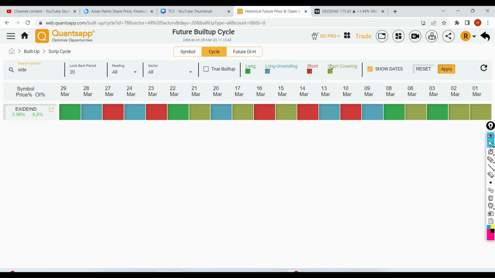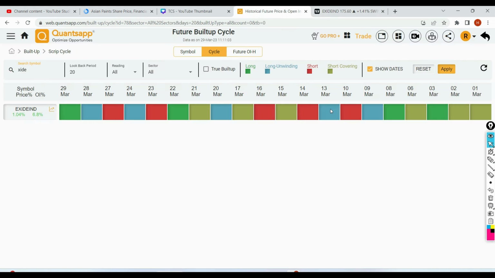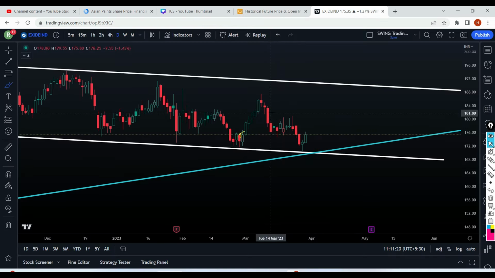So now you have to correlate, guys. What is this candle? Red means we thought maybe on March 13th there were sellers here, but let me show you again. There were not sellers basically, there was actually long unwinding. People who went long here, maybe people who went long before, started booking their profit. That's the reason the stock came down.